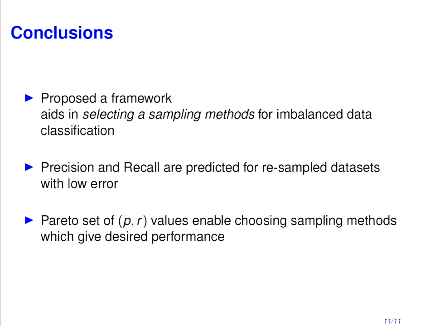So to conclude, we proposed a framework which aids in selection of sampling methods for imbalanced data classification. The precision and recall values on classification of resampled datasets are predicted with low error and can be used to choose sampling methods which achieve desired performance.